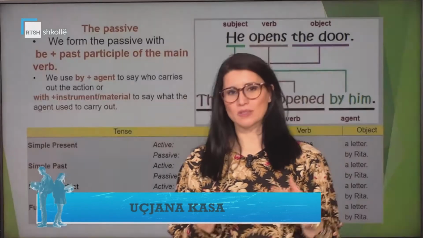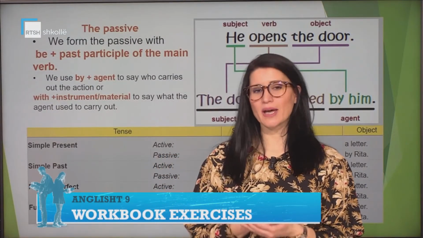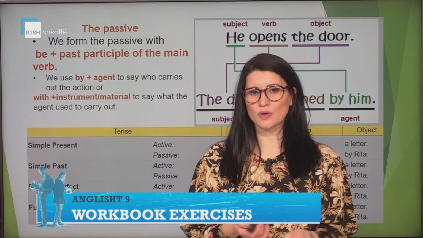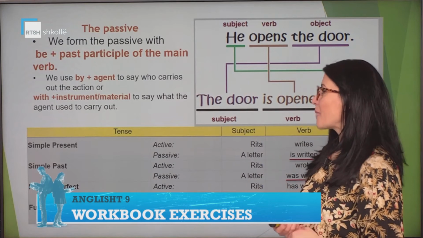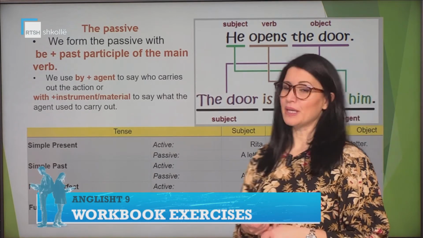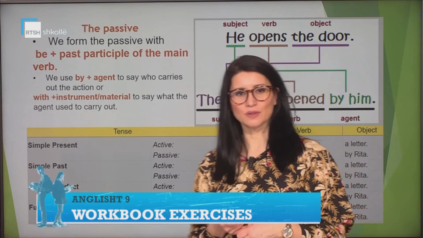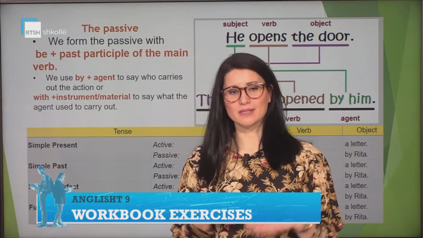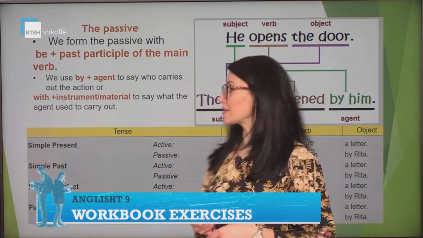During the last session, we talked about the passive. We had grammar and we talked about passive. Let's have a quick review of how this passive is formed and when we use it. So, we use the passive with be plus past participle of the main verb. Be careful, the verb to be should be in the same tense as the verb in the active sentence.